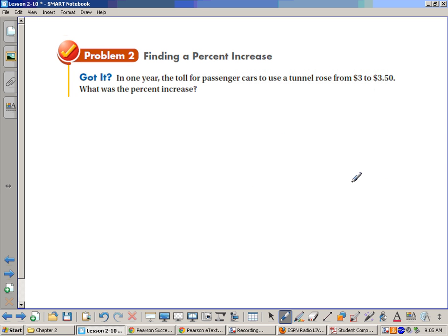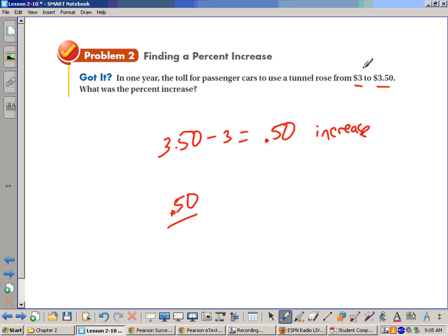Here's another example. We're going to be doing an increase here. In 1 year, the toll for passenger cars to use a tunnel went from $3 to $3.50. So we're first going to subtract these two. So I'll take the 3.50 minus the 3 to get a 0.50 increase. So we know it's gone up by that. But to figure out what that percentage was, we have to divide by the original amount. 3 is the original amount.